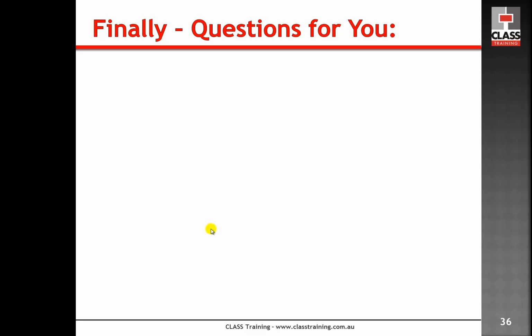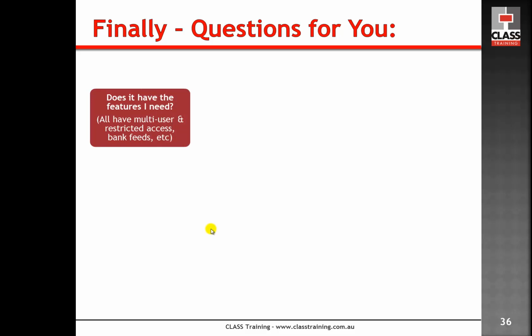Now finally, questions for you to consider. This is a bit of a summary of the main issues. Does it have the features I need? Obviously. And what you've got to do is try and just map out in a big brainstorm all of the things you want. Do you want sales, quoting, estimates, stock on hand, count inventory, stock takes, bills, live bank feeds, and so on?